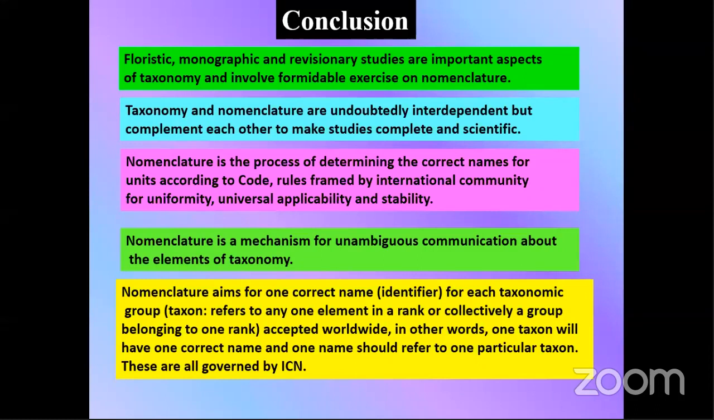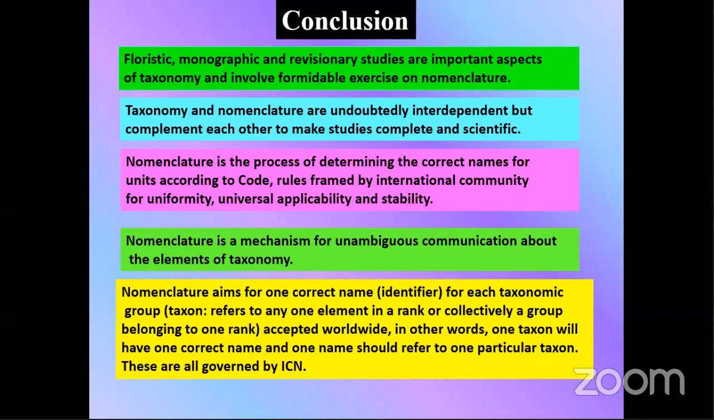The nomenclature is the process of determining the correct names for units according to the code. The rules are framed by the international community for uniformity, universal applicability, and stability. The nomenclature is a mechanism for unambiguous communication about the elements of taxonomy. The nomenclature aims for one correct name, that is the identifier, for each taxonomic group. A taxon refers to any one element in a taxonomic rank. The taxonomy will have only one correct name, that is the aim of the code.